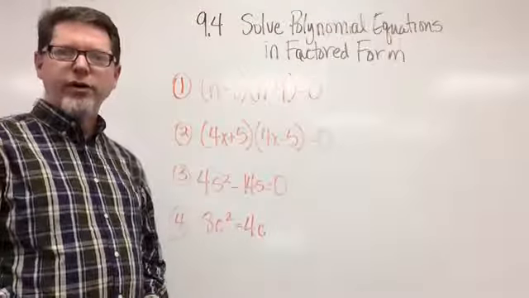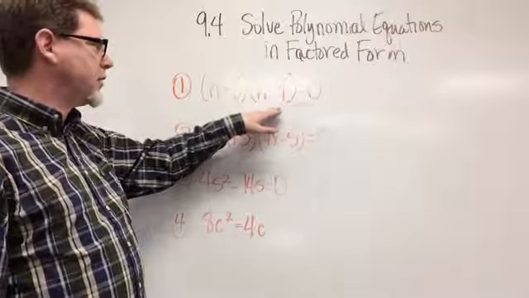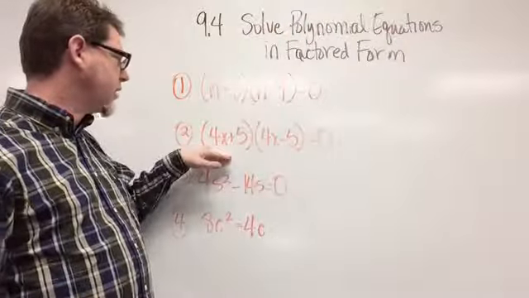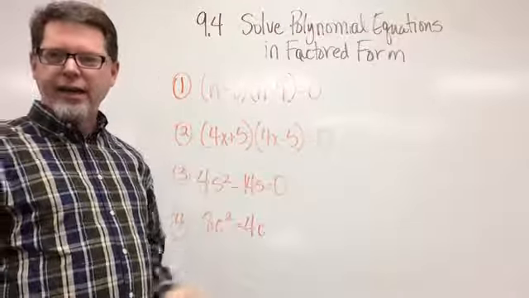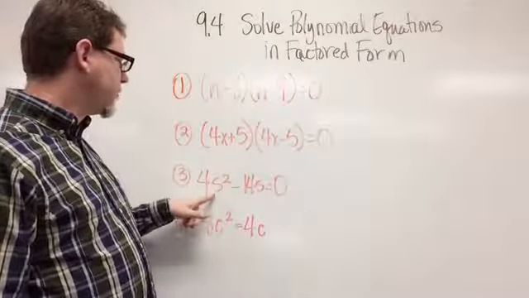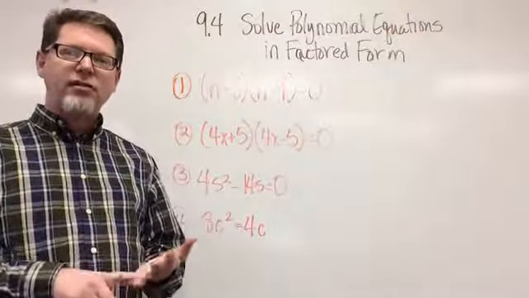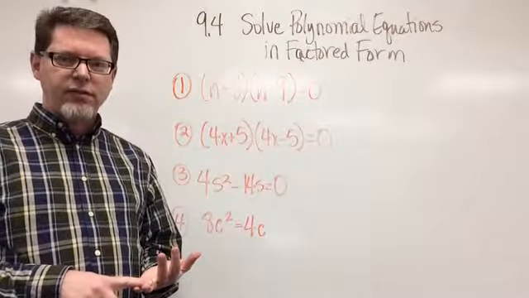And here are your 4 practice problems for tonight. The first one is n minus 8 times the quantity of n minus 9 equals 0. So solve for n. The second one is 4x plus 5 times the quantity of 4x minus 5 equals 0. So you'll solve for x. The third one is 4s squared minus 14s equals 0. So you'll have to factor out the greatest common monomial factor first and then solve it.